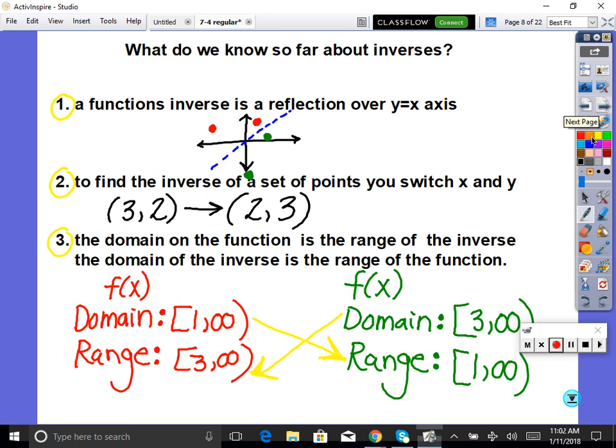Okay, I just want to verify what we've learned so far. You don't need to write this down. We've already learned this. So we learned that a function's inverse will be a reflection over y equals x. So look at those points. We've also learned to find the inverse of a set of points, you'll switch x and y. And now we've learned the domain of a function will be the range of the inverse, right? So that also is true to say that the domain of the inverse will be the range of the original.